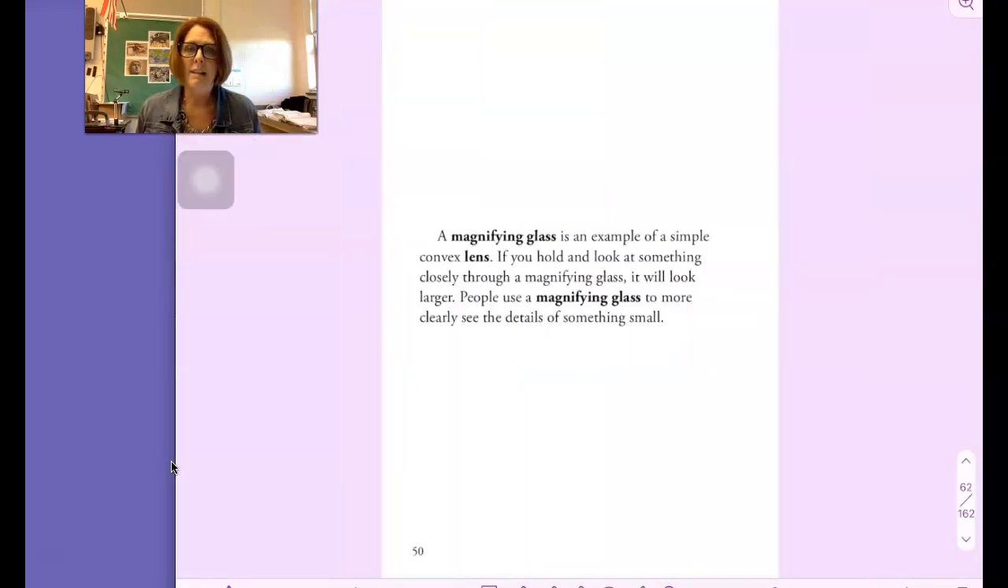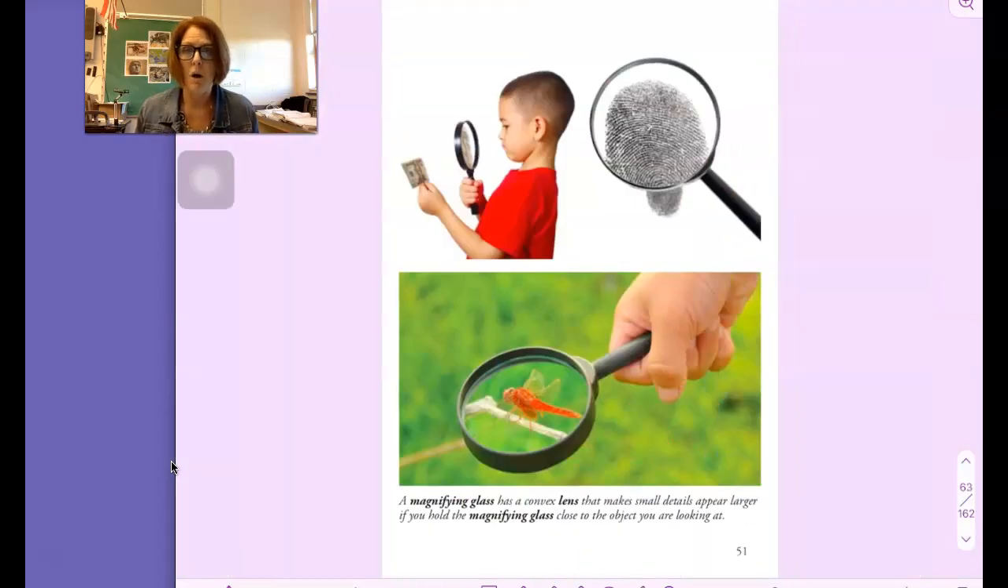A magnifying glass is an example of a simple convex lens. If you hold and look at something closely through a magnifying glass, it will look larger. People use a magnifying glass to more clearly see the details of something small. So there you can see looking at a dollar bill, looking at a fingerprint, and a bug. So a magnifying glass is convex. It curves outward to make the object larger.